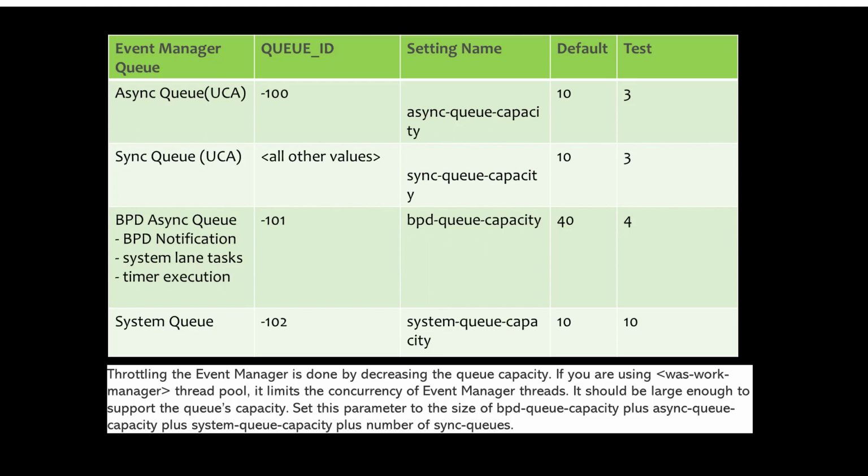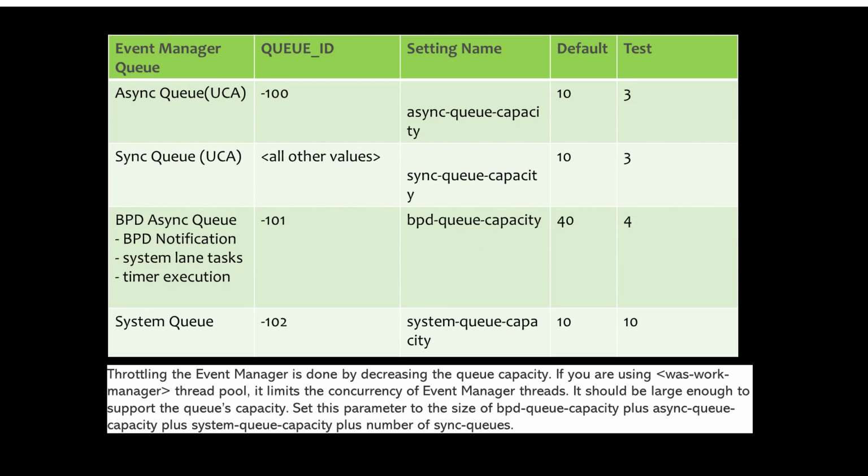Most important asynchronous queue is BPD async queue. This queue will be used for all the BPD notifications, system lane tasks, and timer executions. That means when the token moves from one task to another task, that task will go into this queue and will be executed. So this queue is responsible to execute these three tasks.